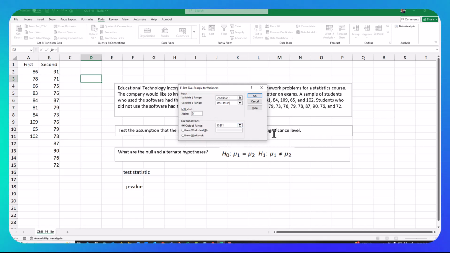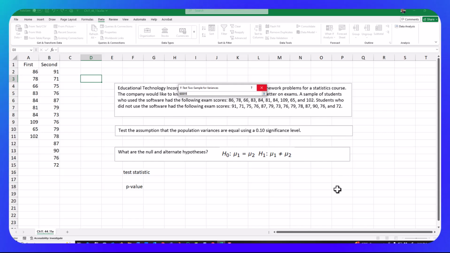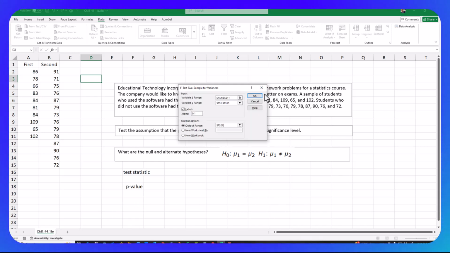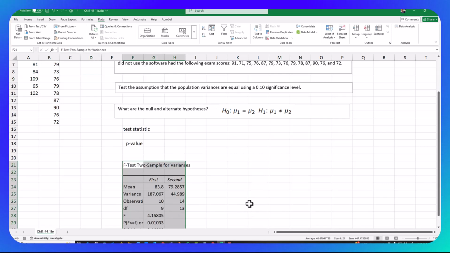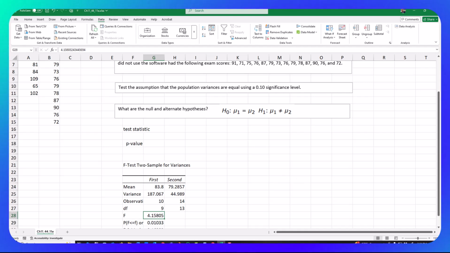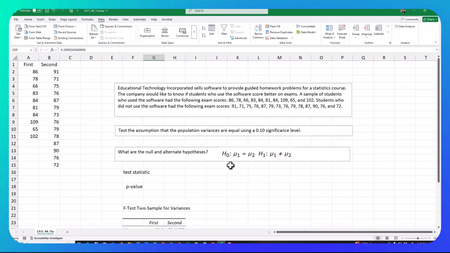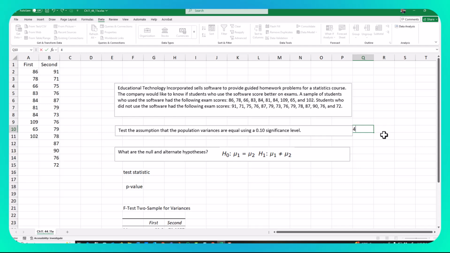They said to do this at 0.1 alpha significance level. And then I can output this information. I don't know, let's just put it right there. And when I click OK, what I get is my F statistic. So this, 4.158, let's just put it right here.